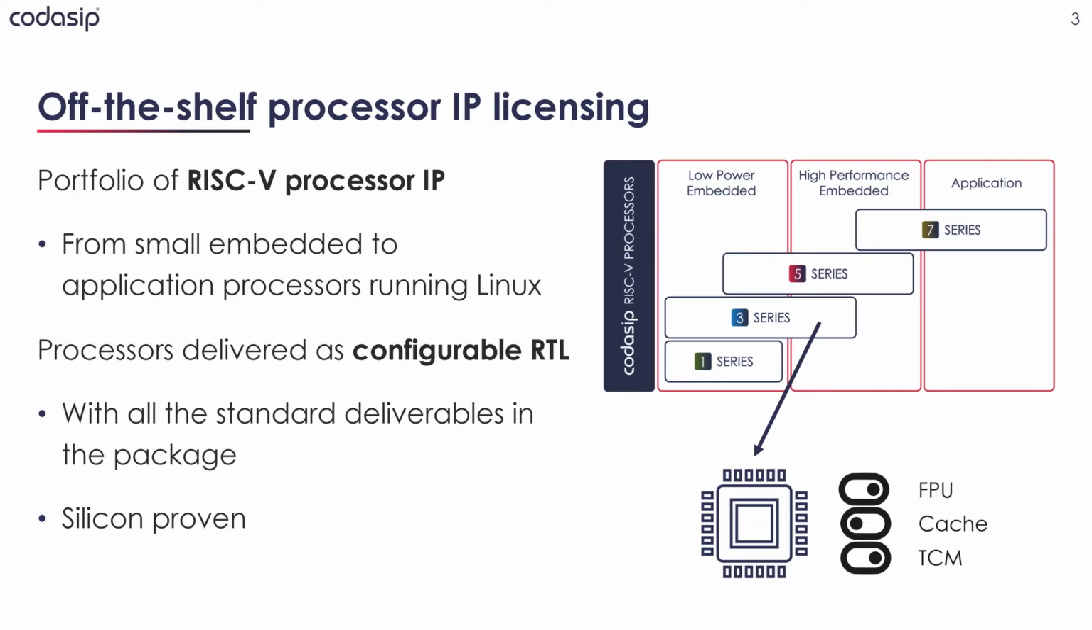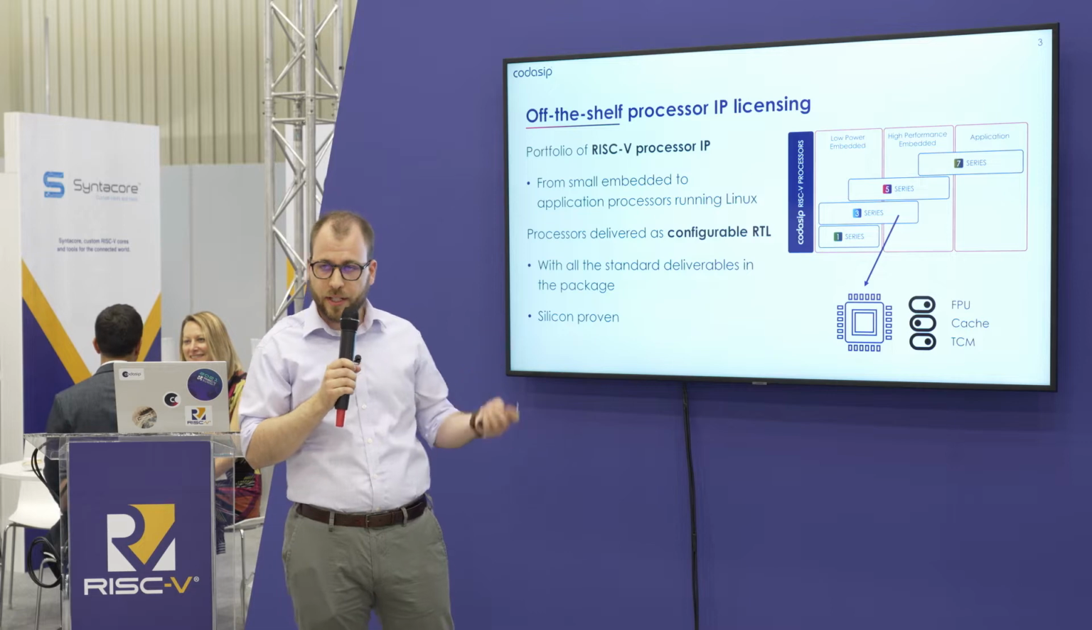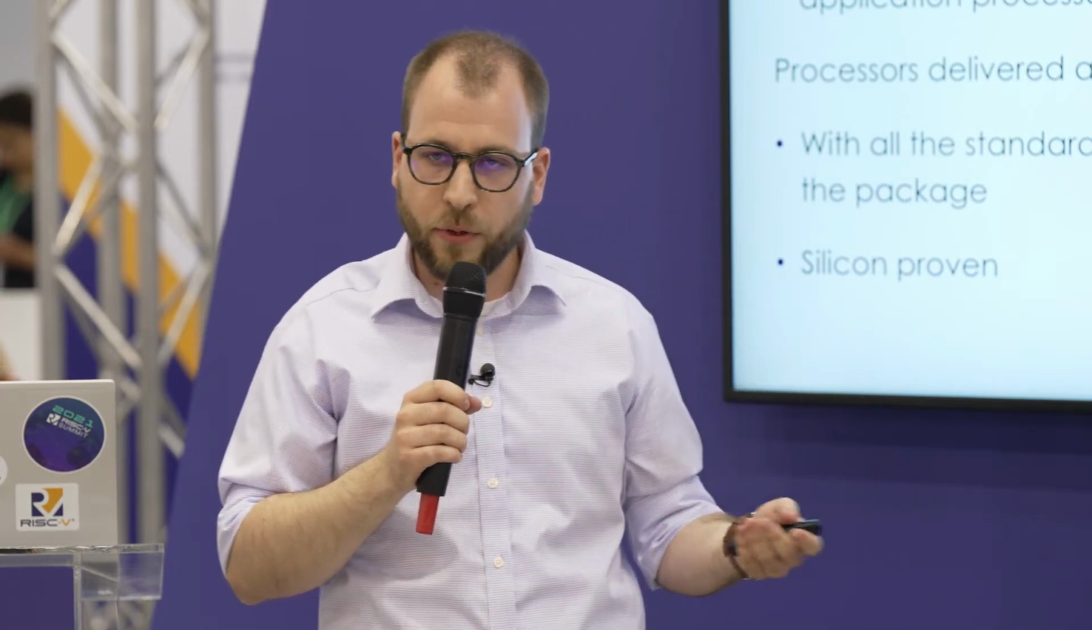So what does it mean is that we have a portfolio of RISC-V cores, which range from very small embedded microcontrollers to application cores, which can be part of a multi-core cluster. And we can deliver them to our customers as RTL that they can configure. So that means that you can, using parameters, turn some of the features off, some of them on. You can choose different sizes of memories, etc. You probably know this model very well.